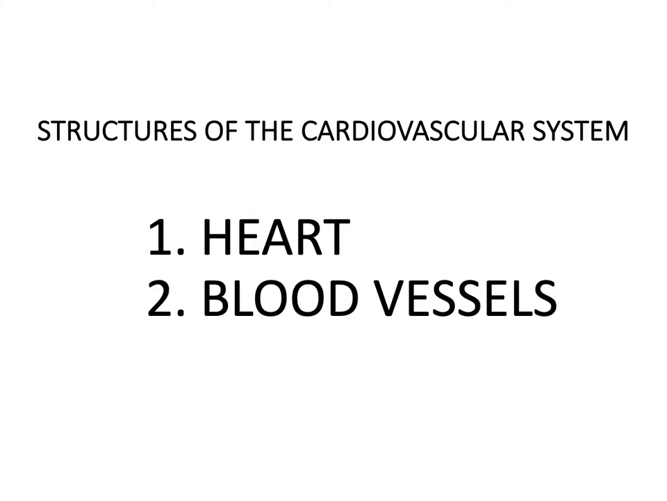What are the structures of the cardiovascular system? We have the heart and the blood vessels. The heart pumps blood, and the blood vessels carry blood, which transports oxygen, nutrients, among others, and also waste products to and from the cells. So, most simply stated, the major function of the cardiovascular system is transportation, as it carries its various cargos back and forth, which is very vital for homeostasis.